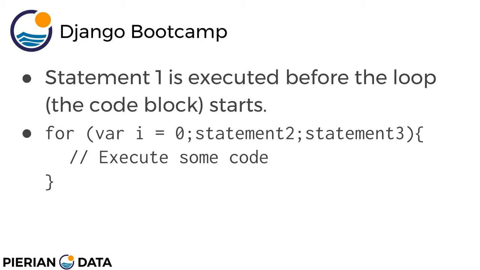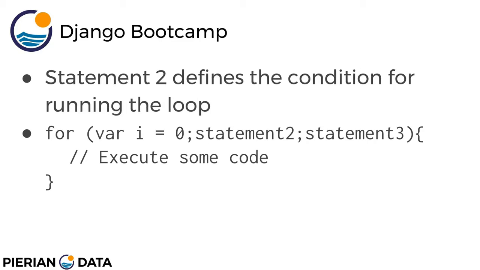And we can think of that similar to the while loop where we just said something like num is equal to 0 or x is equal to 0. So statement one is executed before the loop even really starts. Then we have statement two, which is there in the middle. And statement two defines the condition for running the loop. And in this case, we can almost think of this for loop as just another syntax way of writing a while loop.